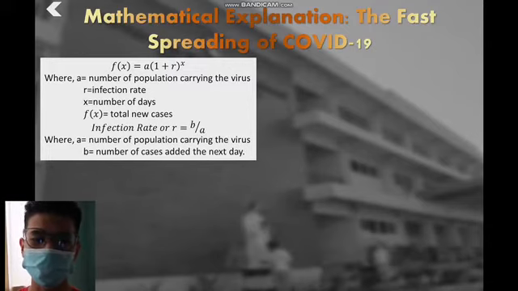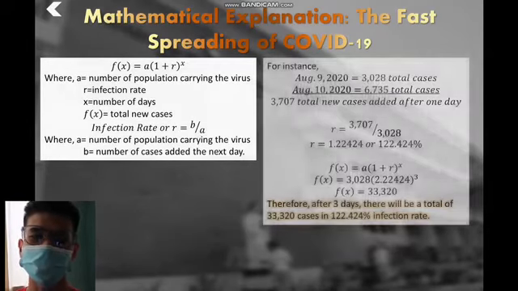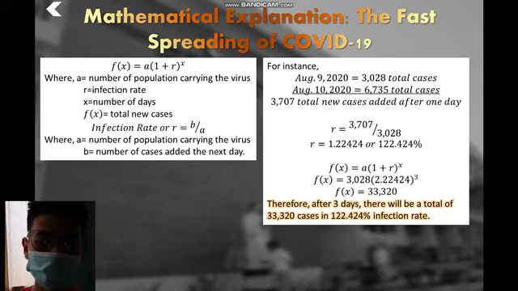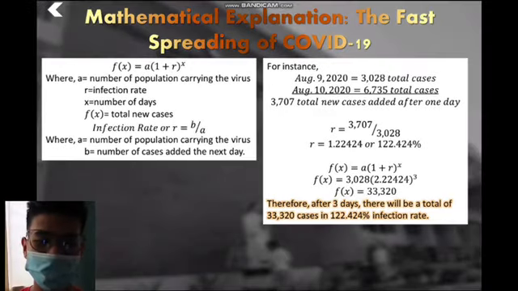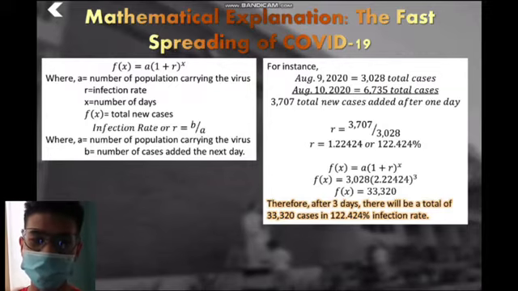First, we need to get the infection rate by using the formula r equals b over a, where a is the number of population carrying the virus and b is the number of cases added by the next day. So, from our example, we have 3,028 cases on August 9, 2020, and on August 10, there are 6,735 total cases. The difference is 3,707. These are the cases added after 1 day.